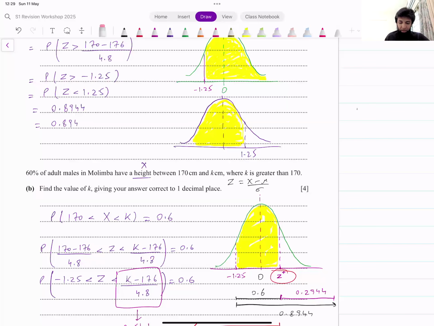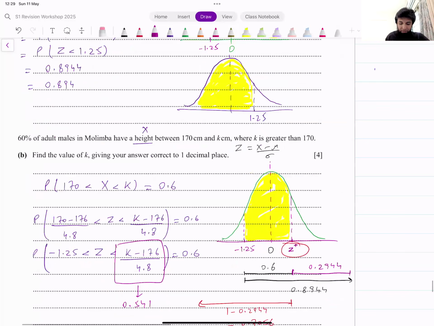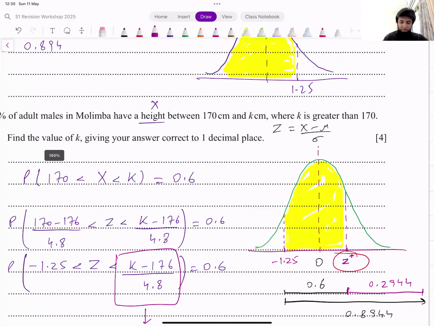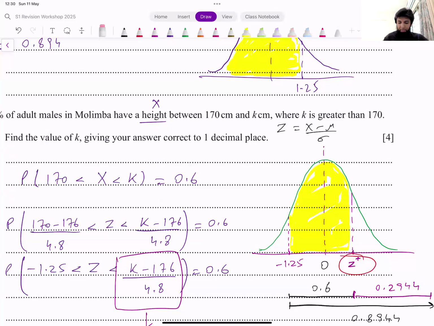So what are we given? We're given the probability of X being between 170 and K is equal to 0.6. That's what we're given. Where K is greater than 170, so it has to be some value greater than 170. Find the value for K, giving an answer correct to 1 decimal place. How do you think about this? Again, this is inverse normal. We have a two-sided interval. We can't work with two-sided intervals in inverse normal. We have to convert it to a simple normal.